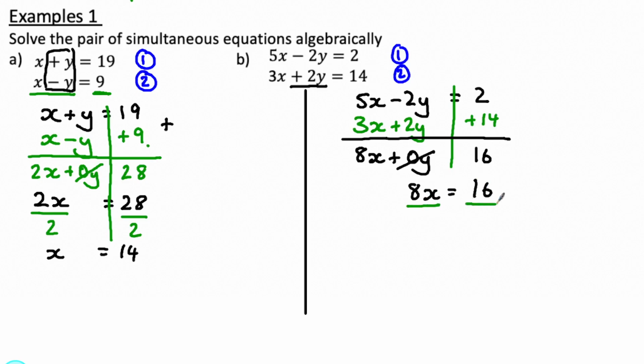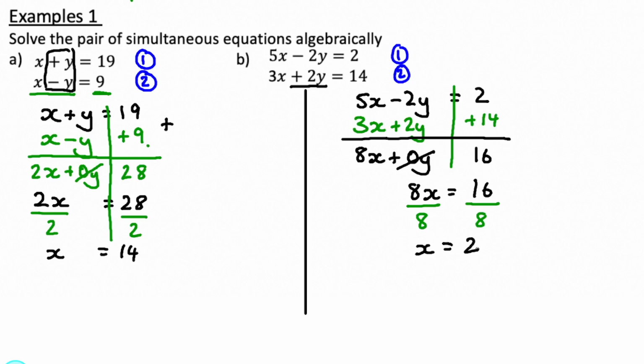I can solve this by dividing both sides by 8, which is going to give me x equal to 2. So hopefully those examples are kind of clear.